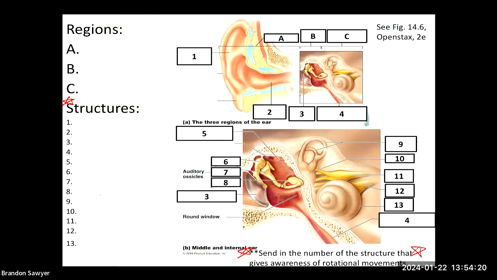Wait, 5 and 8 are pointing at the same thing. Where is 5 and 8? I think one of them is one of the bones, and then the other one is the thing behind the bone. 6, 7, and 8 are the bones, and then 5 is just the thing that bone is touching.